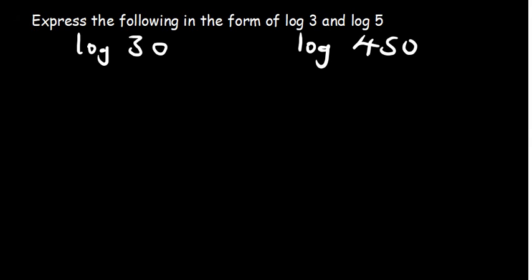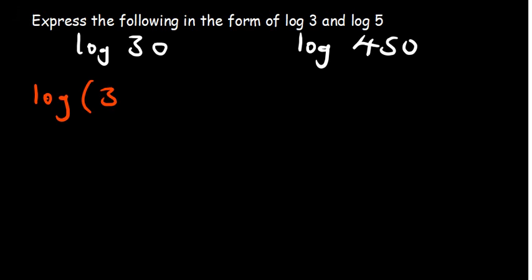Express the following in the form of log 3 and log 5. So with the laws of logarithms that we've looked at, you should be able to express that one in terms of log 3 and 5. Okay, so we basically understand the fact that 30 can be expressed in terms of the products of 3 and 5, right? So basically we can start from what we know.